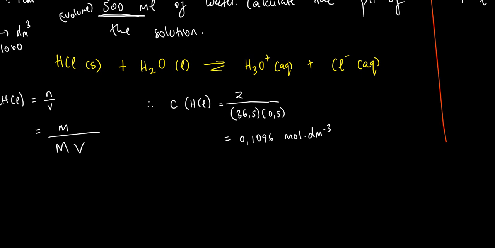So now that we have the concentration of HCl, remember this is not what we want to get pH, because the formula for pH says pH is equal to negative log of the concentration of H3O plus. So what does this tell us? We need the concentration of H3O plus. For now, we only got the concentration of HCl. So how do we get H3O plus?